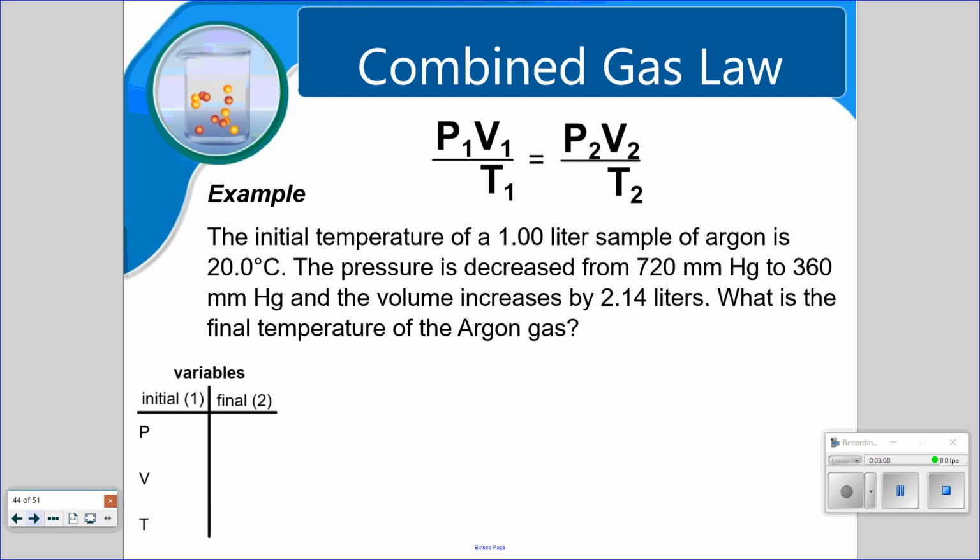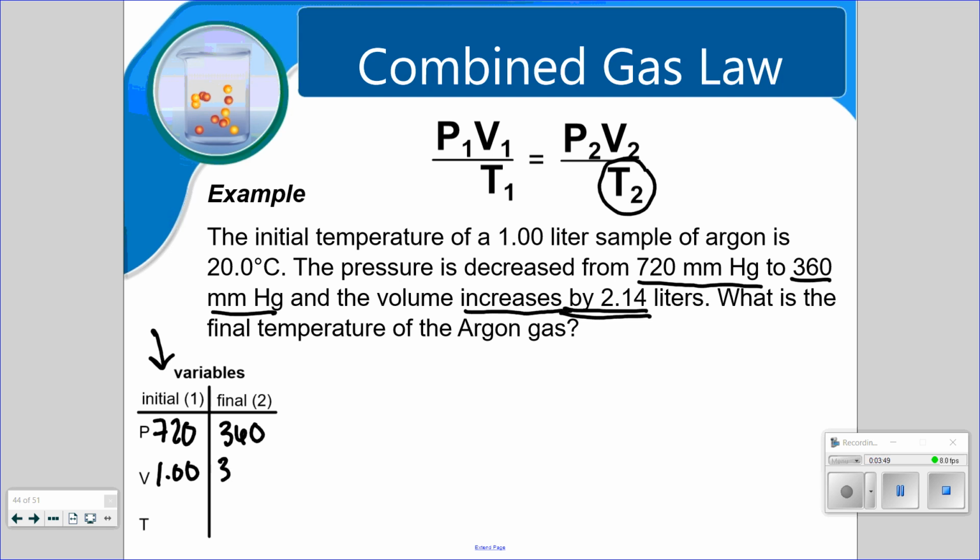Let's do another example. In this one, we have an initial temperature of a 1 liter sample of 20 degrees Celsius. The pressure is decreased from 720 millimeters of mercury to 360 millimeters of mercury, and the volume is increased by 2.14 liters. What is the final temperature? So in this case, we're going to be solving for something in the denominator of our combined gas law. Again, I'm going to fill out my chart down here. My initial pressure is 720, and it's going to decrease to 360. My initial volume is 1.00. My new volume is increased by 2.14, which makes my new volume 3.14.